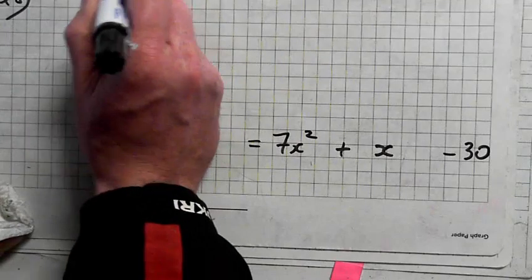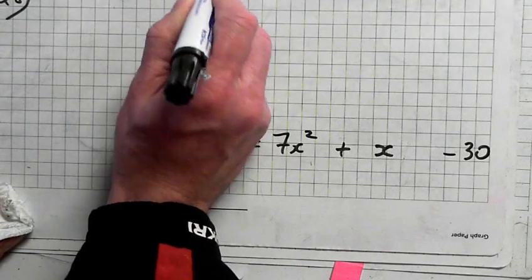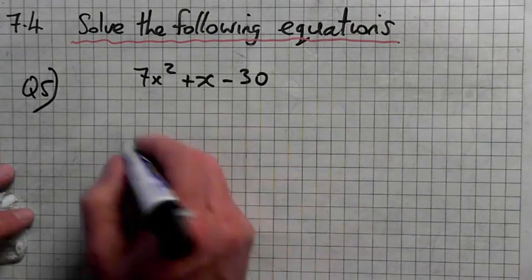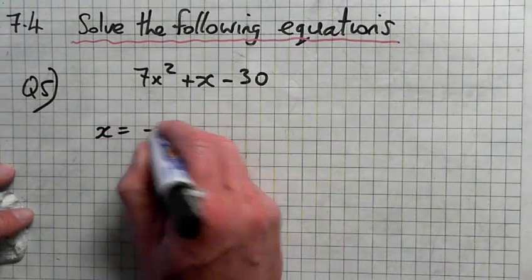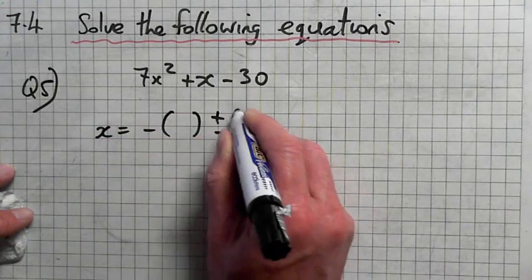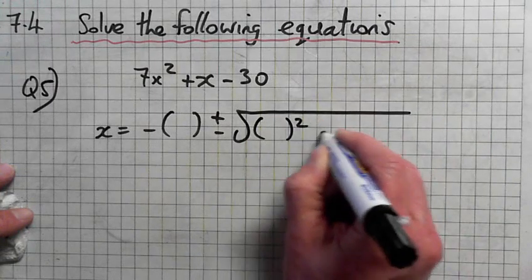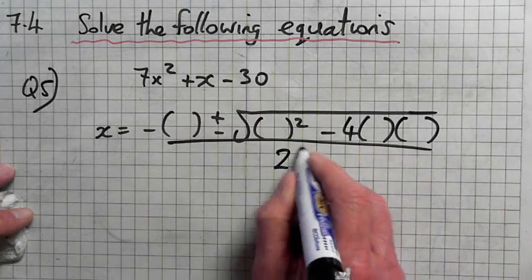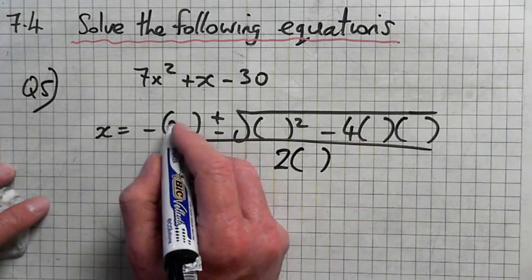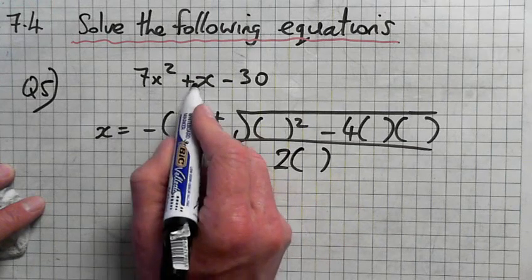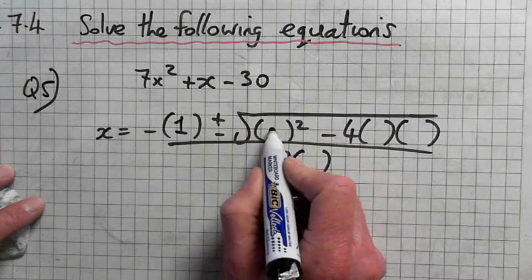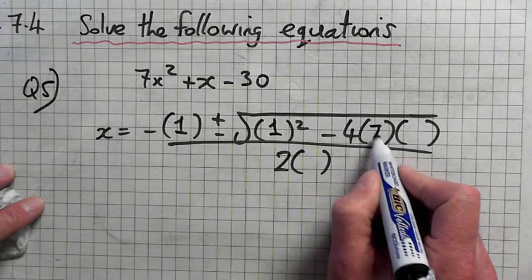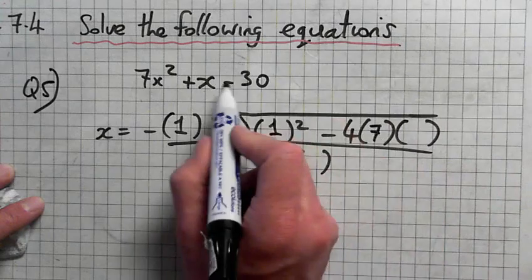The minus b formula. Alright, I use the minus b formula. So I write it down. Right, so b fits here. What's b? 1. B again is 1. What's a? What's c? No, it's minus 30.